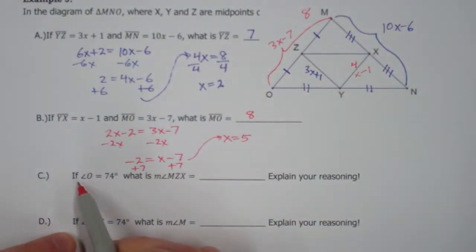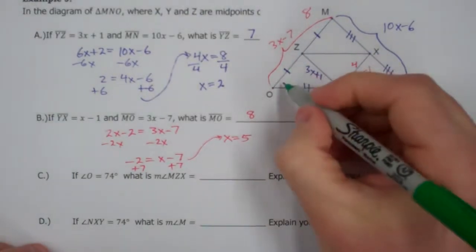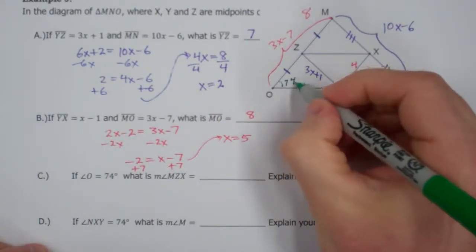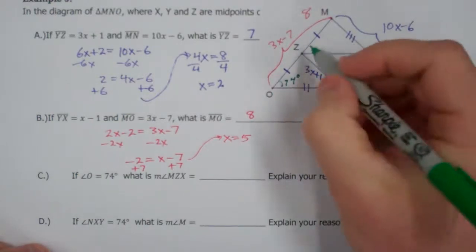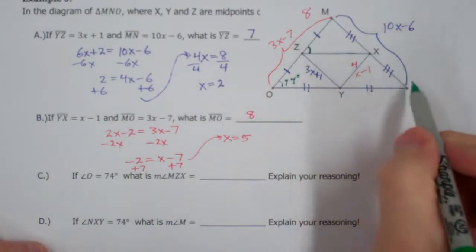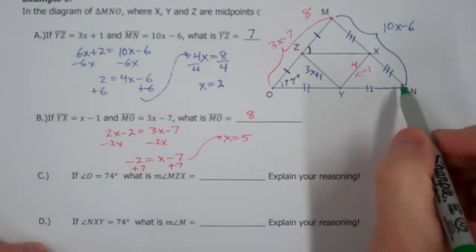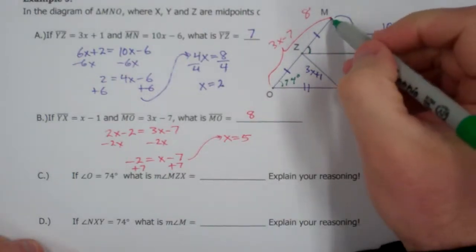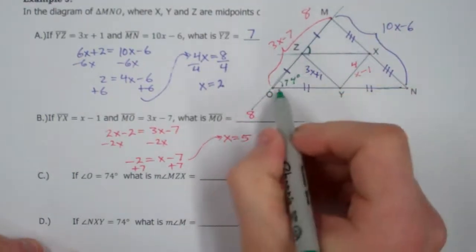If we look at angle O here in the next one, and for these angle ones, I'll choose another color. How about green? We're told that the measure of angle O is 74 degrees. We want to know what is the angle measure of MZX, this angle. Well, if we think about it, ZX here is going to be parallel to ON. And also, this could be a transversal to those two if we kind of extend it a little bit.